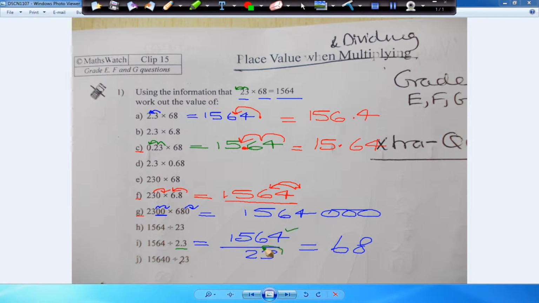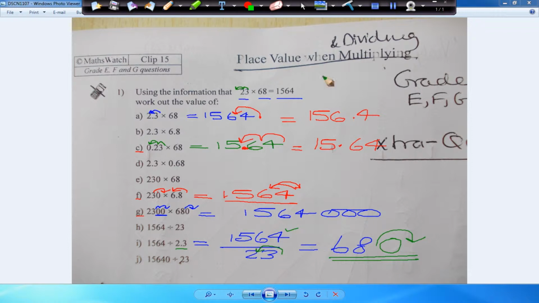The 23 has become what? So what have we done? Made it 10 times smaller. Now when we make the bottom of the division part 10 times smaller, how does that affect the answer? Does it also make it smaller? No, it does the opposite. It makes it 10 times bigger. So depending on where the change is, you'll get a different answer. So the answer will be 680. That is the final answer for this question here.